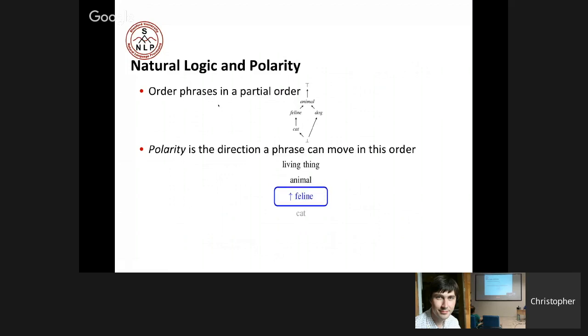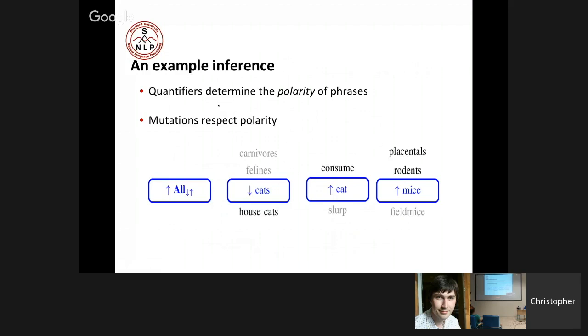So if it's the context that I just said of some cats drink milk, therefore some animals drink milk, we can be sort of moving upwards. But in a negative context, we'd be moving downwards. And what we find is that different linguistic operators like quantifiers respect different polarities. So if we start off with a sentence like all cats eat mice, then the valid inferences in this first noun phrase position are going downward in specificity. So if all cats eat mice, then all house cats eat mice.